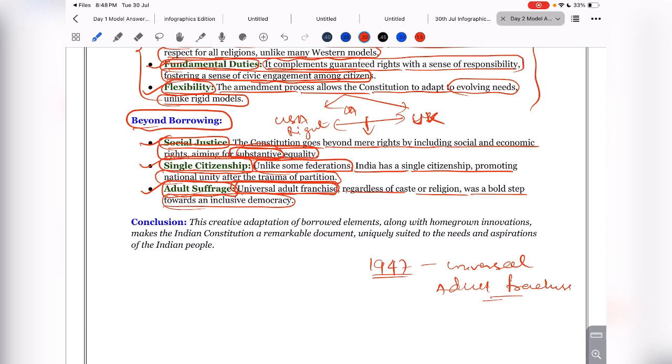These are some of the unique points that make the Indian constitution unique compared to other countries, though we borrowed from them. Then we need to add a conclusion. This creative adoption of borrowed elements along with homegrown innovations. Though we have taken something from other constitutions, along with homegrown innovation we have innovated something. We have modified the borrowed provisions according to our needs, making the Indian constitution a remarkable document, uniquely suited to the needs and aspirations of the people.